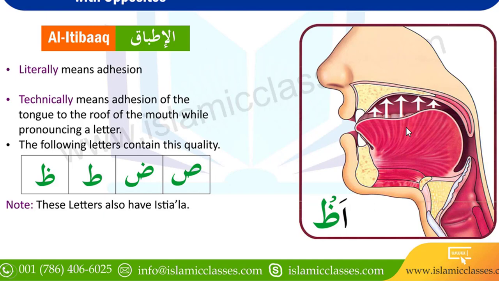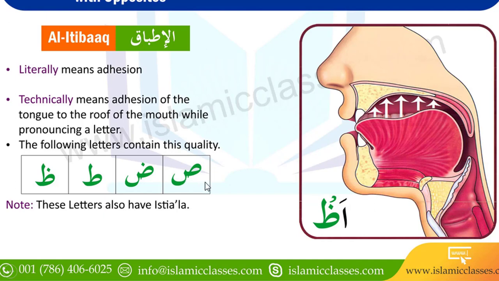So what did we read about in al-isti'la? In al-isti'la we read that when a letter has the al-isti'la quality, the back of the tongue goes to the roof of the mouth, right? The back of the tongue means the sound basically goes to the roof of the mouth, and similarly that quality is still present in these 4 letters of al-itbaaq.